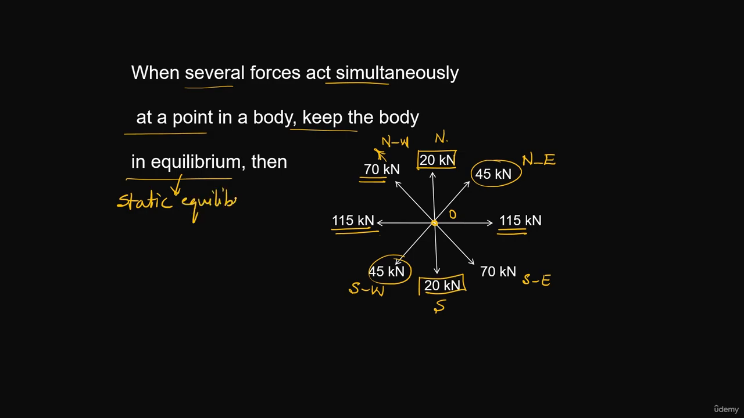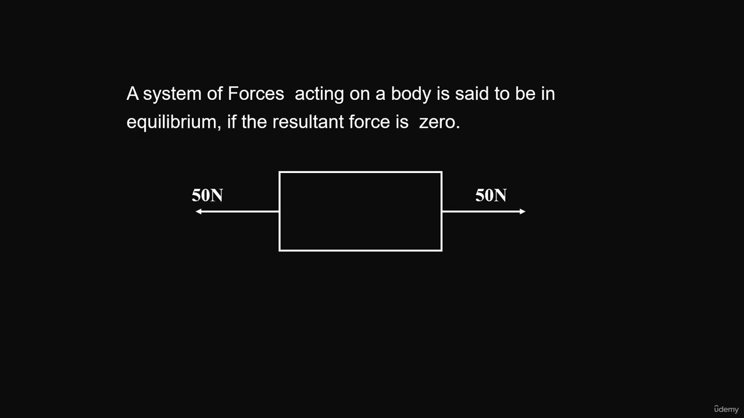So when it is a static equilibrium, the body is assumed to be at rest, and the resultant force acting on a body has to be definitely 0. So the resultant would be equal to 0. Now let's take a simple case. A system of forces acting on a body is in equilibrium if the resultant force is 0. So there is a 50 Newton force applied on the right side and the same amount of force applied on the left-hand side, the net force acting in the x direction would be equal to 0, and this is what indicates the body is at rest.